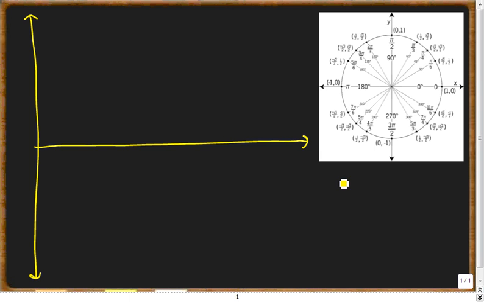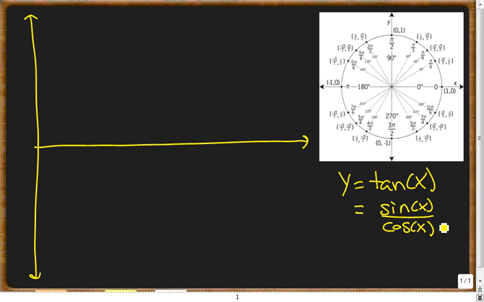Now we're going to look at an interesting function, which is the tangent function. Unlike cosine and sine, tangent is not a value that we list on the unit circle. It's actually a ratio of the sine to the cosine. So this is the same thing as sine of x over the cosine of x.